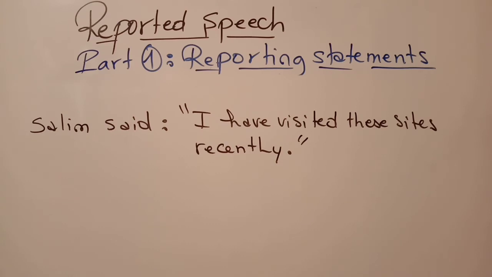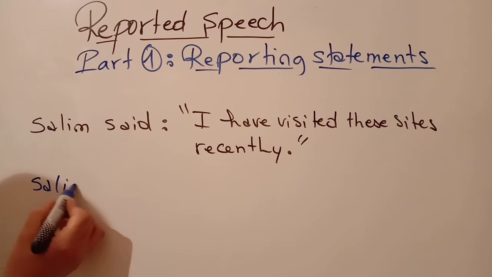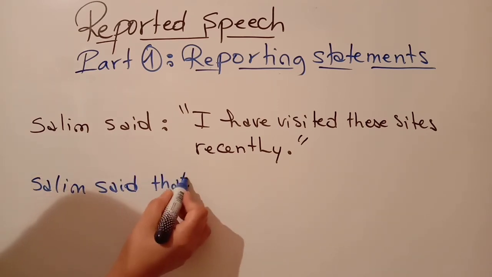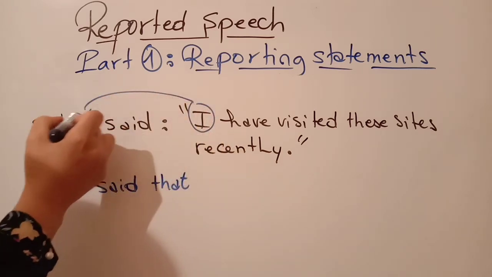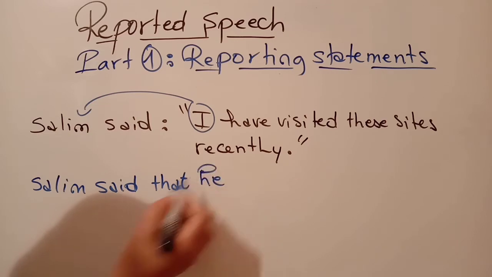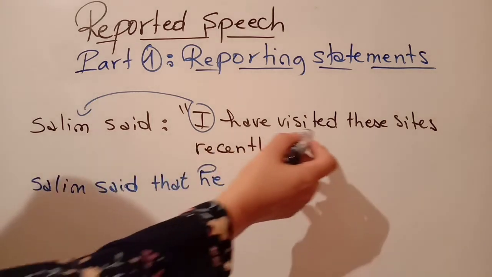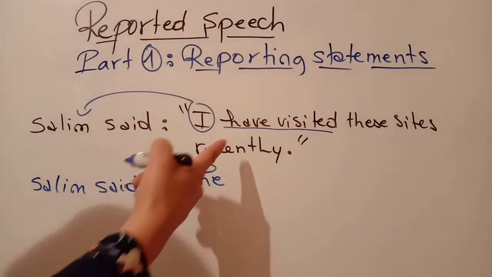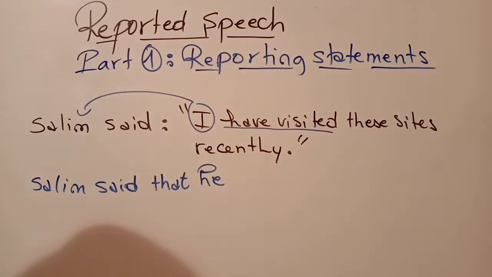Okay? So Salim said that. Okay? I refers to Salim, so that's he. Okay? Verb tense is present perfect because you have plus past participle of the verb. So present perfect simple becomes past perfect simple.